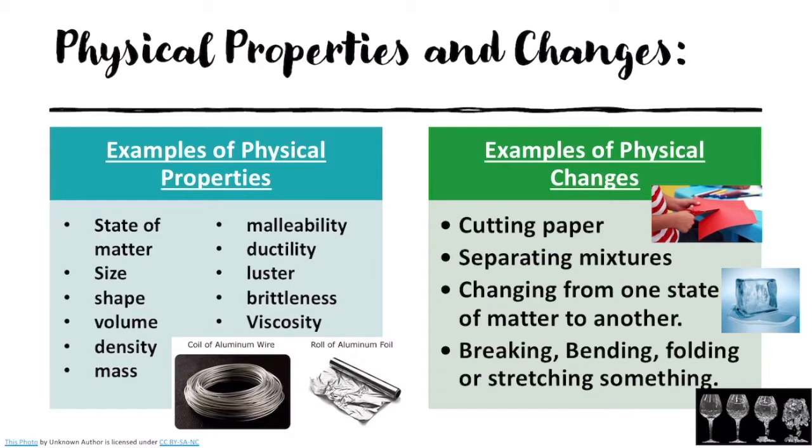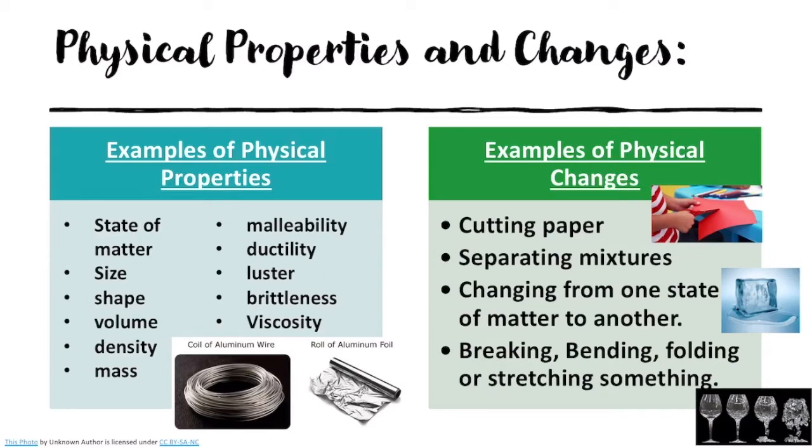Examples of physical properties would be the state of matter that something is in, size, shape, volume, density or mass. It could also be things like malleability, which is the ability for something to be hammered into a flat sheet, ductility, which is the ability for something to be pulled into a wire, luster, which is shine, brittleness, which is actually the opposite of malleability. So if we were to smash something with a hammer, it would break into a lot of little pieces if it was brittle. And then viscosity, which indicates the thickness of a liquid. We're going to talk a little bit more about viscosity in a later building block.